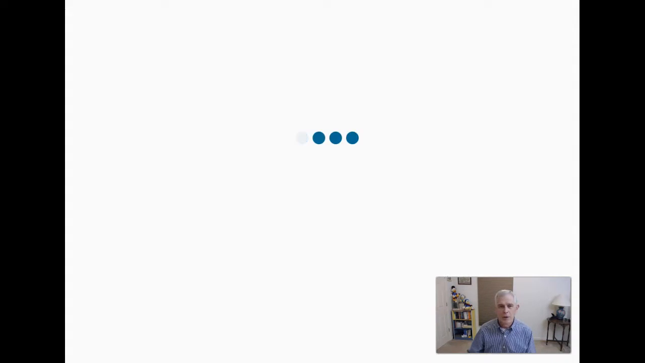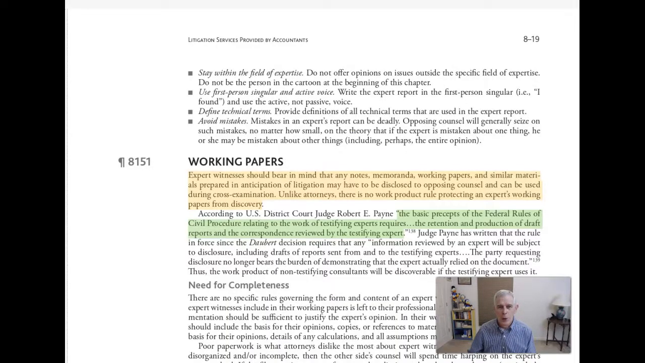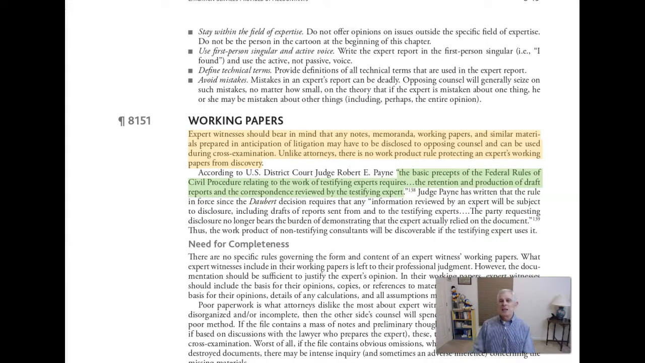Okay, let's see what else. Working papers. This is very important here. As an expert witness, any of your working papers can be subpoenaed and usually given to the other side. So that's why you always be careful what you write down. Any drafts and so forth, they can be subpoenaed. So it's not just your report the other side can see. They could subpoena and get a hold of your working papers.